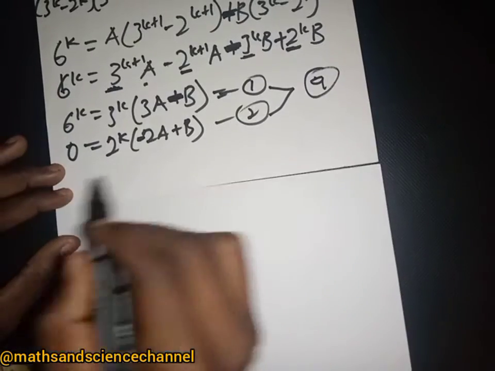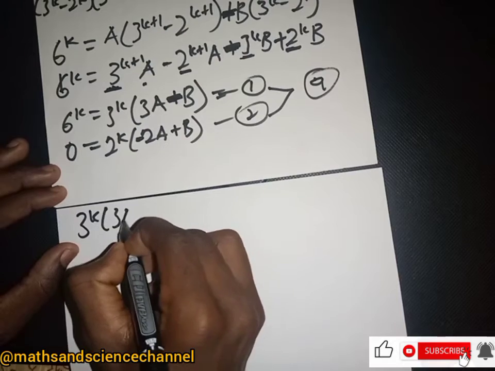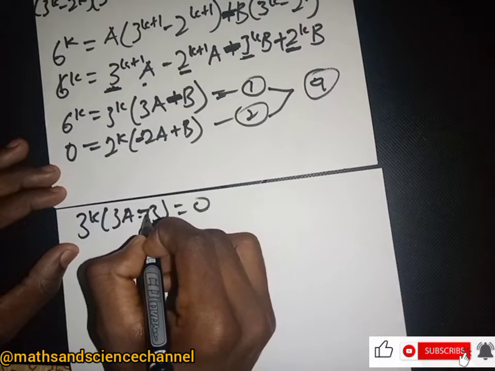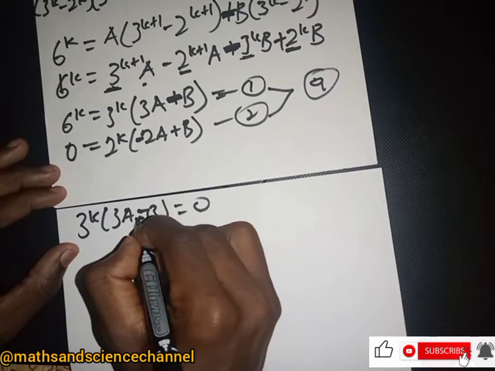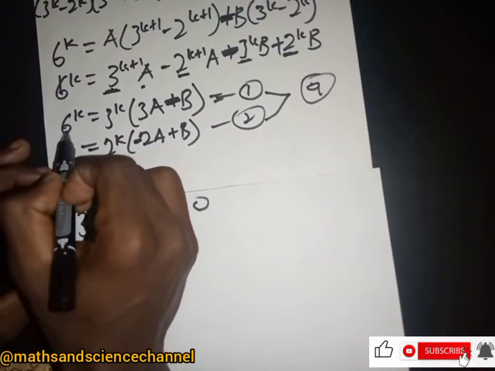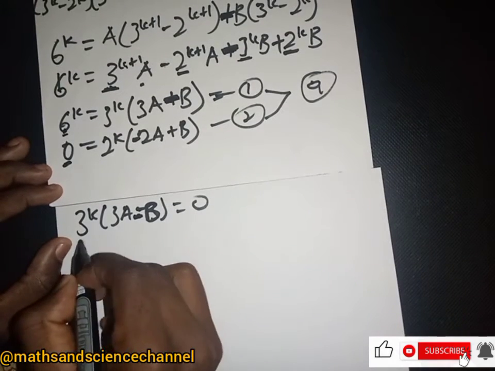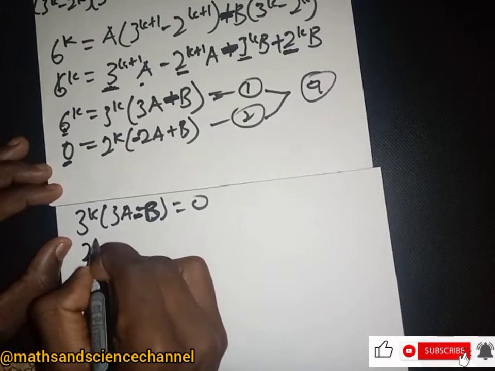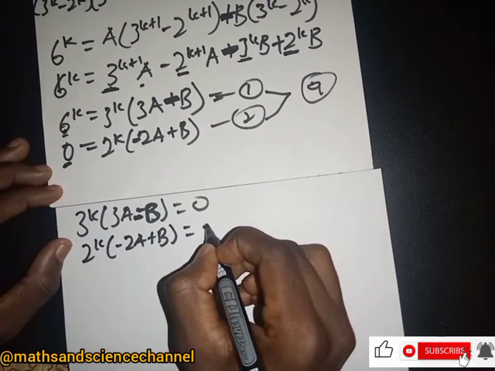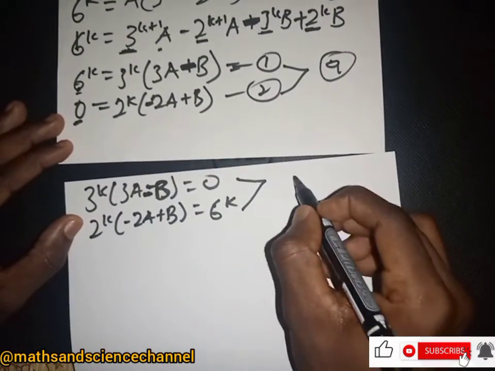Let's call this one a, and we can still have the equation this way also: 3A minus B being equal to 0. So what we are doing is to change this part. We can either have this or that, and we can also have just 2^k minus 2A plus B being equal to just 6^k. So we can have these two equations, and let's call this one b.